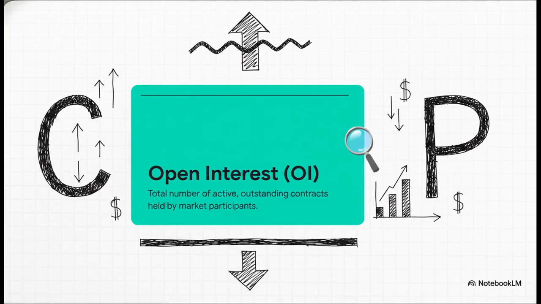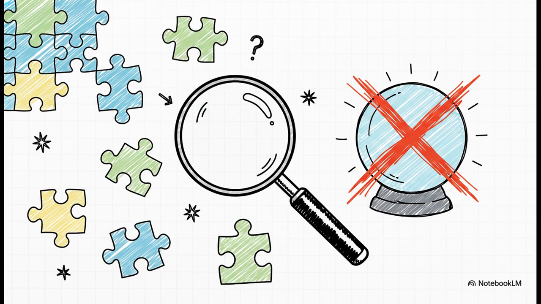Okay, let's shift gears slightly and talk about a metric that isn't technically a Greek, but it is just as crucial. Open interest, or OI. OI simply represents the total number of active, outstanding contracts that are currently held by market participants. It's essentially telling you where the big money is placing their bets. Generally speaking, in the options world, a high call open interest often indicates a strong resistance zone, basically a ceiling where the market might really struggle to break through. Conversely, a high put open interest often acts as a support zone, a floor where the market is likely to bounce.